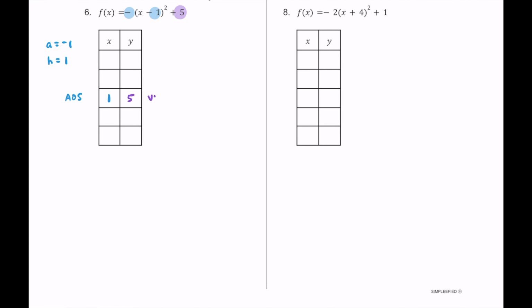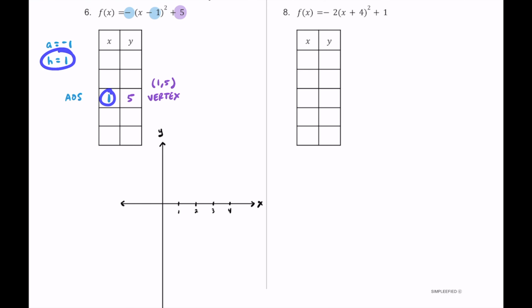So let's go ahead and label our vertex in the middle of our table as we've been practicing. And the vertex is going to be located at 1, +5. All right, looking at a coordinate plane, our AOS is going to be located at x equals 1, or h equals 1. And that's going to be this vertical line right over here. And our vertex is going to be 1, 5. So we're going to go ahead and plot that right over here. And this whole parabola is going to open downwards.